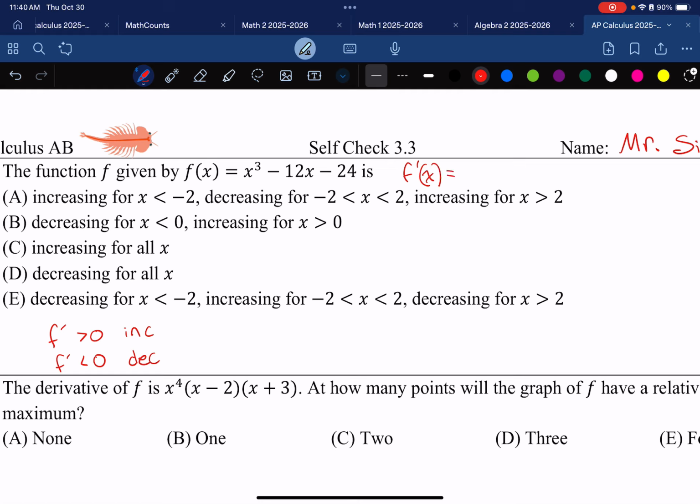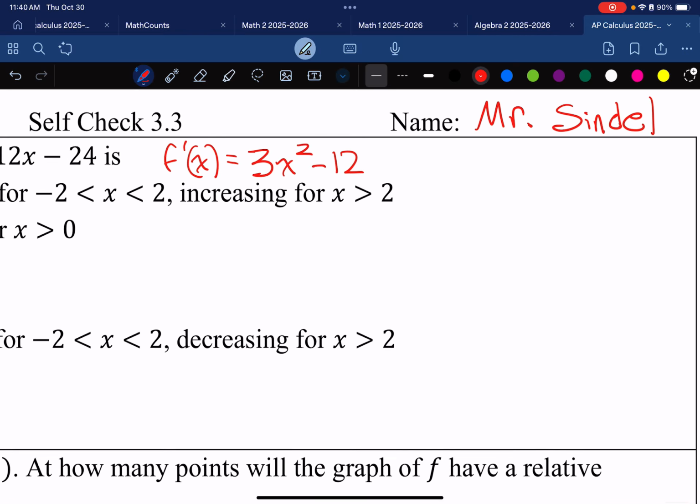F prime of x will be equal to, again, the 3 comes down in front whenever we're dealing with our power rule. So there's going to be 3x squared. The derivative of negative 12x is just negative 12, and the derivative of negative 24 is 0, meaning ignore it when we take the derivative. So yes, you could set this f prime of x equal to 0, but usually what I like to do is I like to factor it a little bit more.